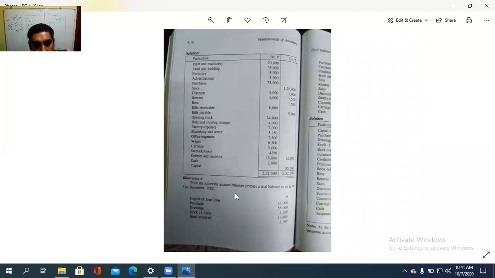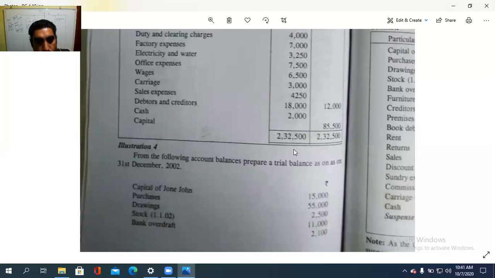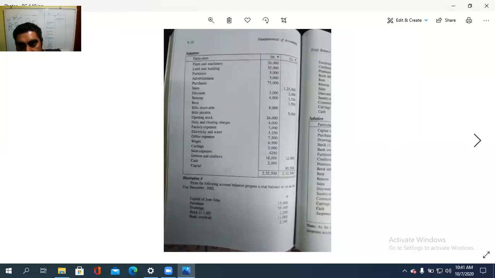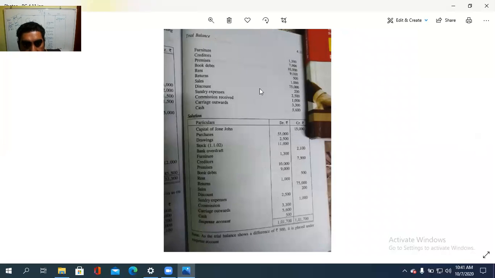Clear? Then another problem. From the following account balances, prepare a trial balance as on 31st December 2002. See, capital of John, 15,000. Where is it coming? On the credit side. Purchases on the debit side. Drawings on the debit side. Stock on the debit side. Bank overdraft on the credit side. Then furniture on the debit side. Creditors on the credit side. Premises is an asset, land and premises on the debit side. Book debts, debit side. Rent, debit side.